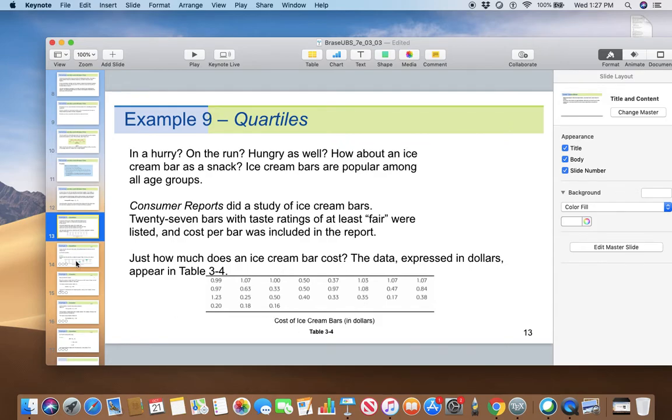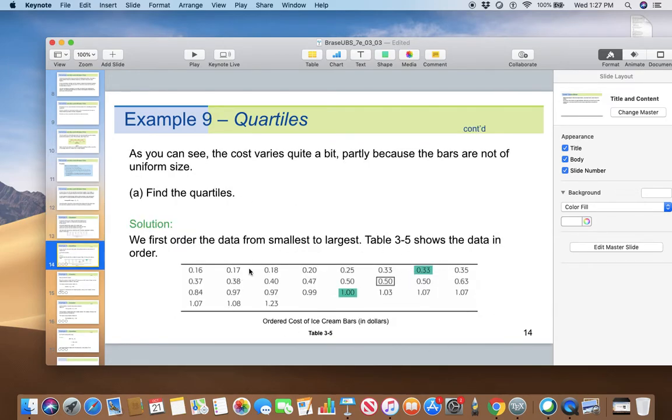Okay, you have this data. Now, you want to take this data. The cost varies quite a bit, partly because the bars are not of uniform size. Well, find the quartiles. You want to arrange the data from the smallest to largest. So you want to now arrange it. You see, you have arranged it from smallest to largest. Turns out this is the middle one for the entire data. That is the middle one, the median, for the first half, and that's the median for the second half.